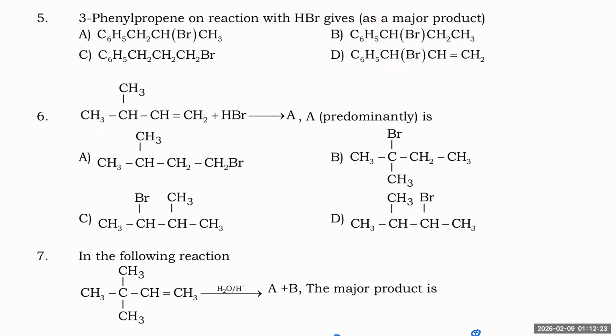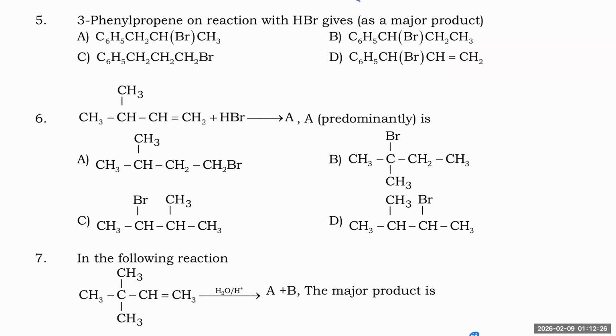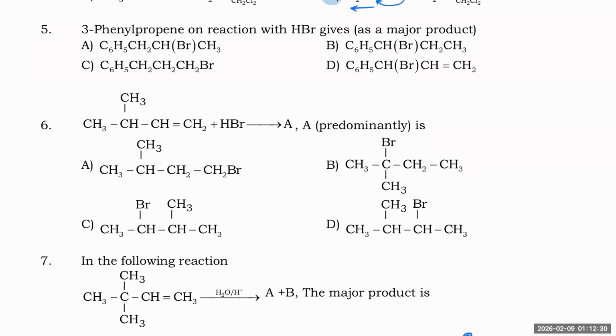Right. Next, 3-phenyl propene on reaction with HBr gives a major product. Okay. So structure wise, if you notice, this is propene and 3-phenyl. That means Ph is here. Okay, Ph is here. Now again, the same problem will come here.